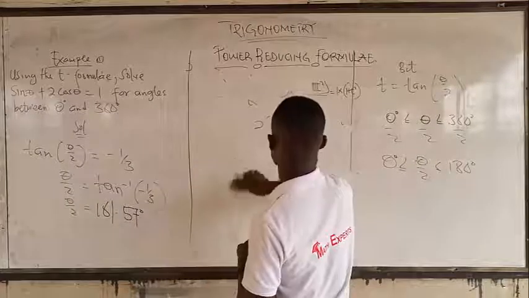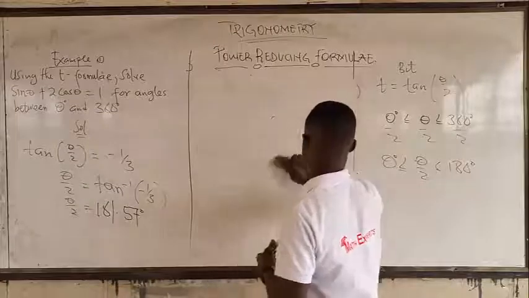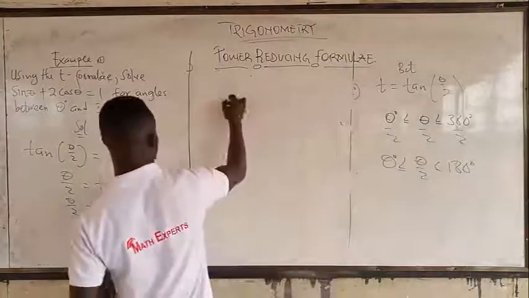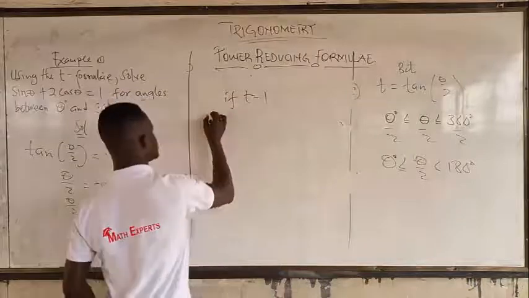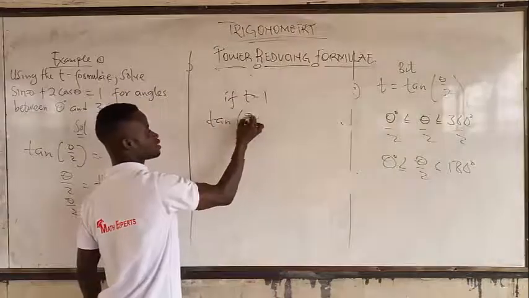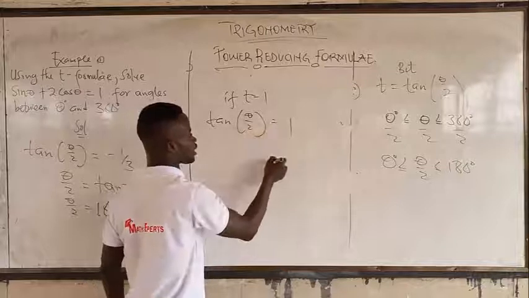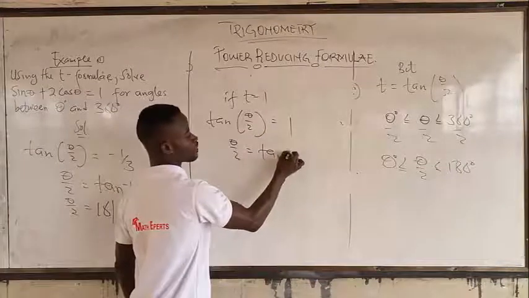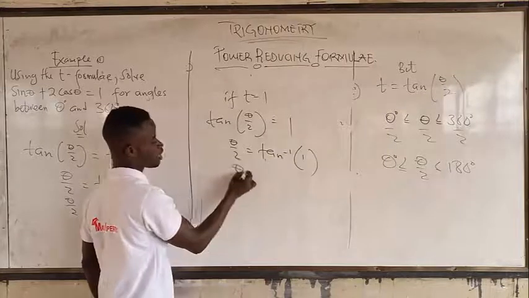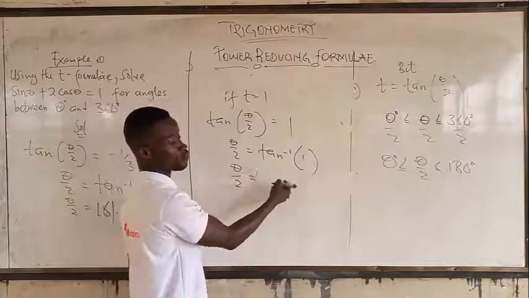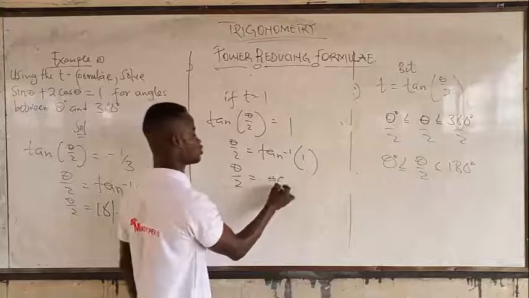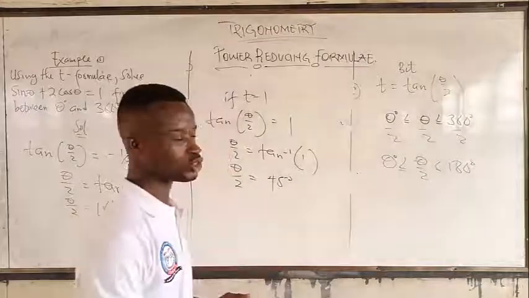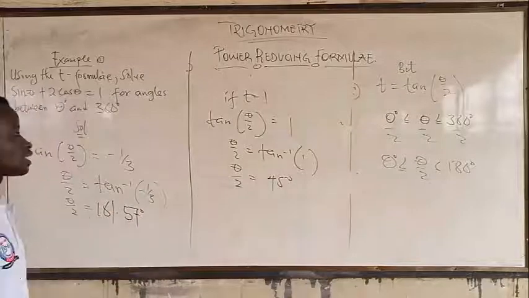So let's go for if t is equal to 1. Now, if t is equal to 1, we get tan theta over 2 equal to 1. So theta over 2 is equal to tan inverse of 1. And we know that tan inverse of 1 is going to give us 45 degrees. Alright. So, now it's clear.